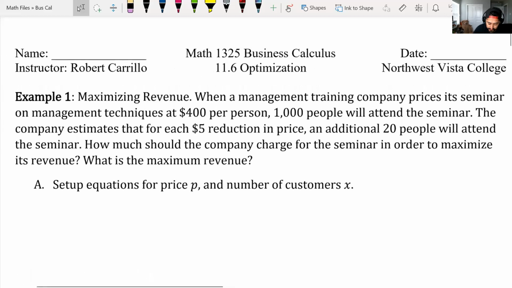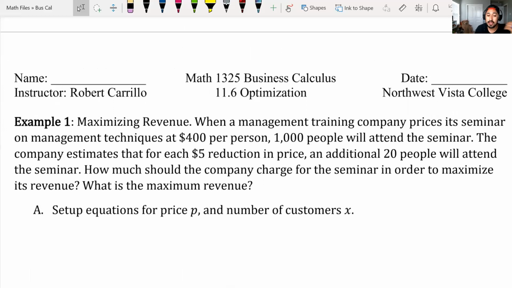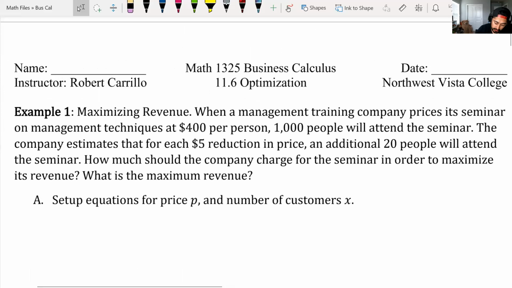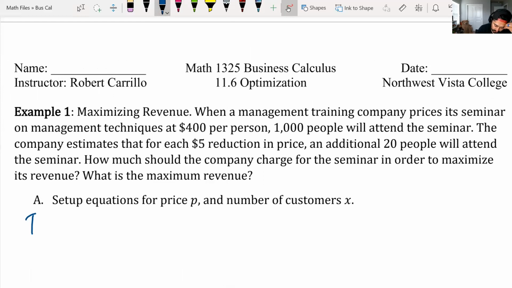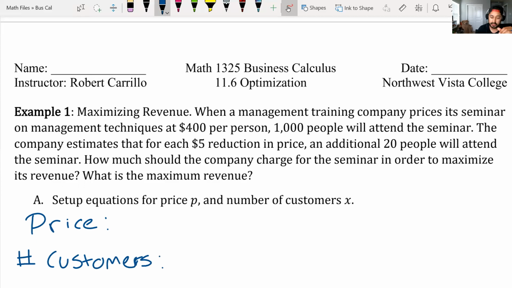Okay, so here's where we start with step A. We're going to use the given information from the above, and it says set up an equation for price and set up an equation for the number of customers. So that's where we're going to start first. We're going to work these together actually, price and then the number of customers, which will go hand in hand. So let's start off again. The company prices its seminar on management techniques at $400 per person. If it's $400 per person, 1,000 people will attend the seminar. So price is right now $400, and if it's only $400 per person, 1,000 people will attend the seminar.